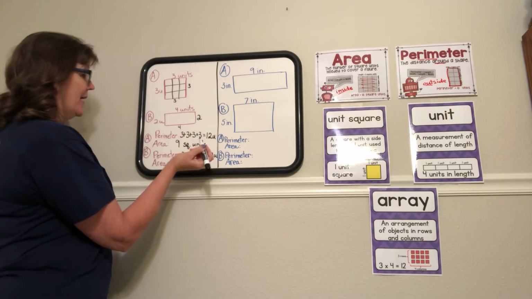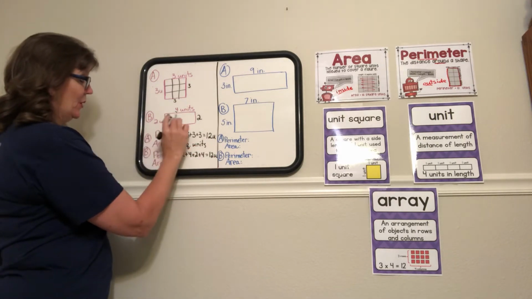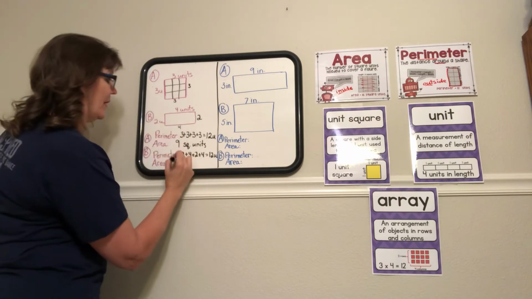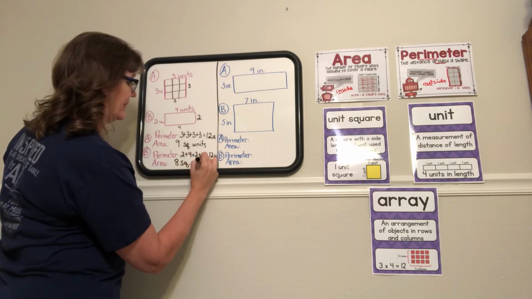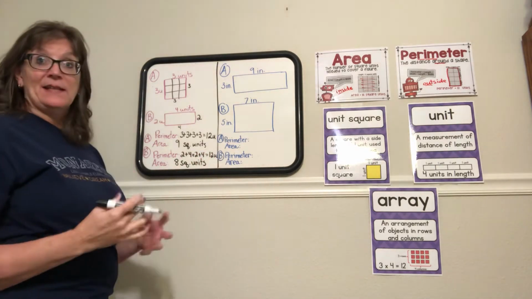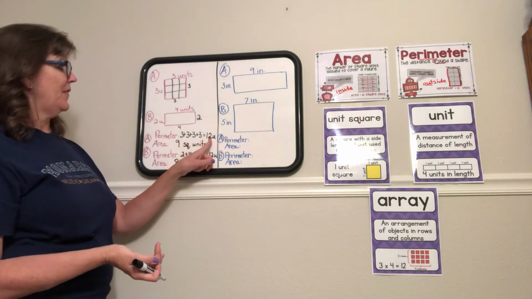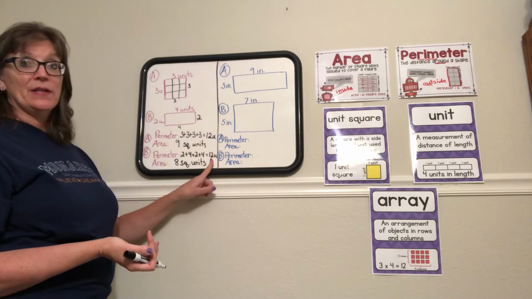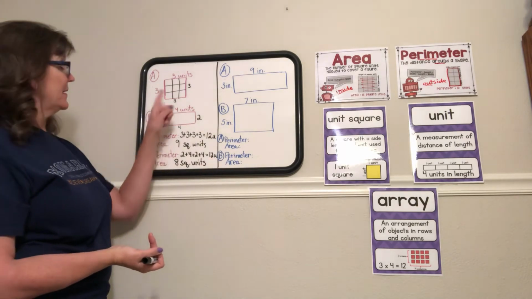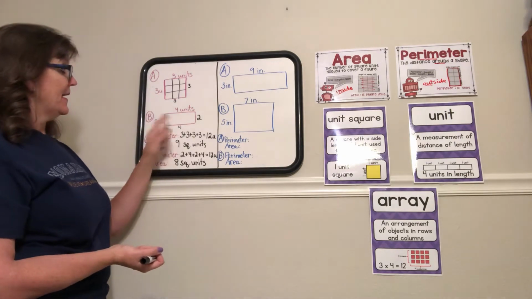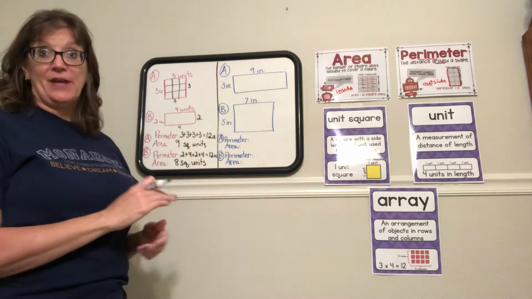To find area, I'm going to multiply. I have a length of 2, a width of 4. 2 times 4 is 8 square units. Now the name of this lesson was Same Perimeter, Different Area. So here I have a perimeter of 12 units for both of these shapes, but the area is different. This one is 9 square units and this one is 8 square units. So same perimeter, different area.